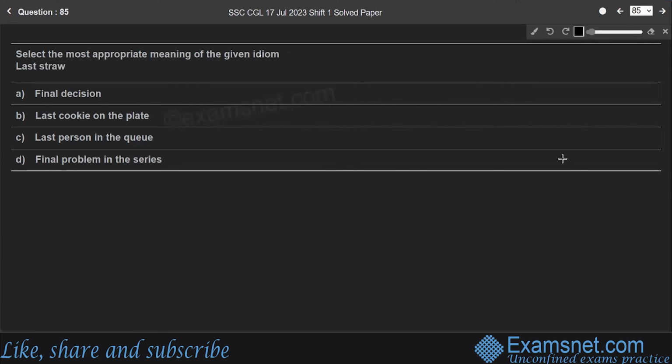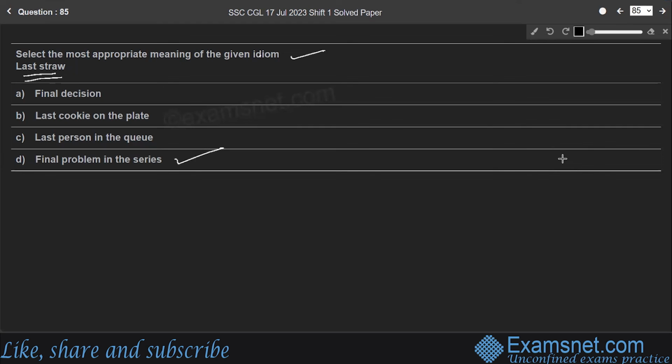Question 85. Select the most appropriate meaning of the given idiom. Last straw is the idiom, right? Last straw means the final problem in the series, right? So option D is the right answer. So in the series, the final problem is called last straw.